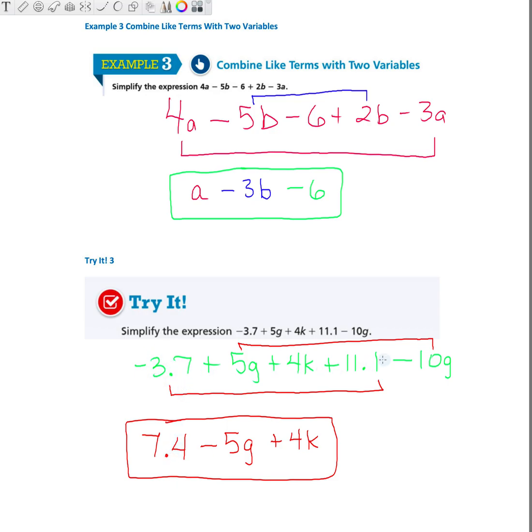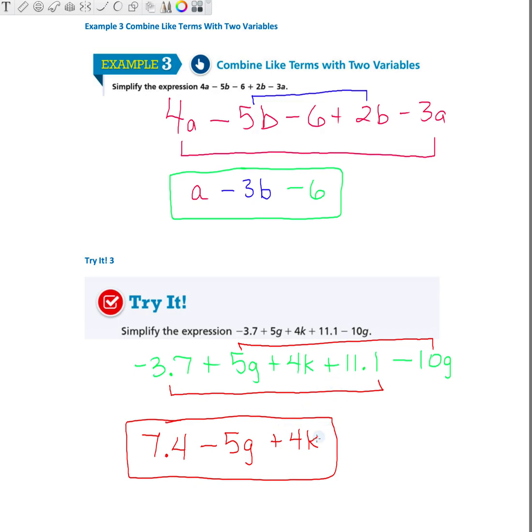7.4 is what I got when I combined the constants. Negative 5g is what I got when I combined the g terms, 5 minus 10. And then the 4k was the only k term there, so I just brought it down. If you have a rearrangement of this, as long as you have a positive 4 in front of your k term, a negative 5 in front of your g term, and your constant is a positive 7.4, it's good.